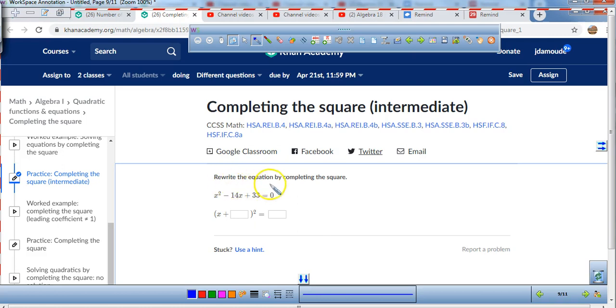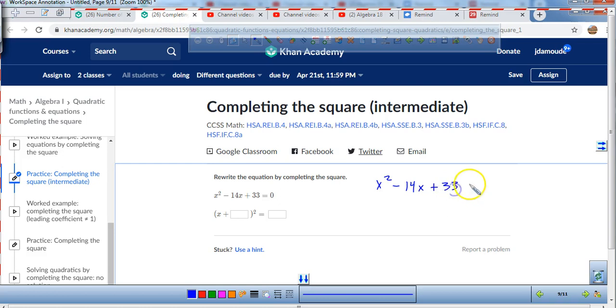It says rewrite the equation by completing the square. It's not going to be that difficult. So we're going to do x squared minus 14x plus 33 equals 0. Okay? So we're going to rewrite this equation.